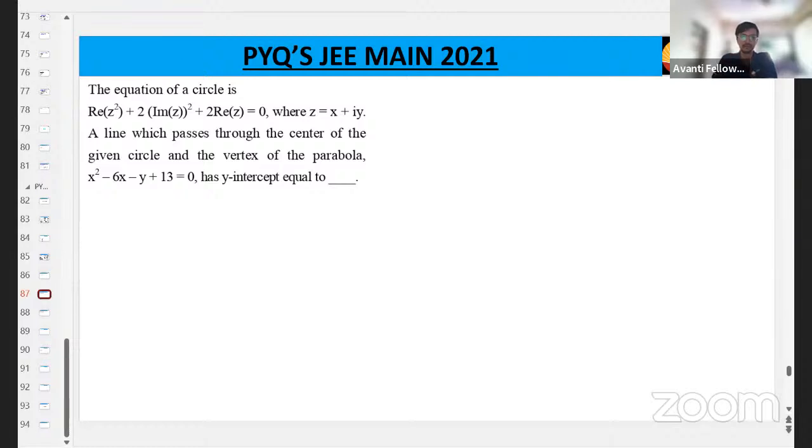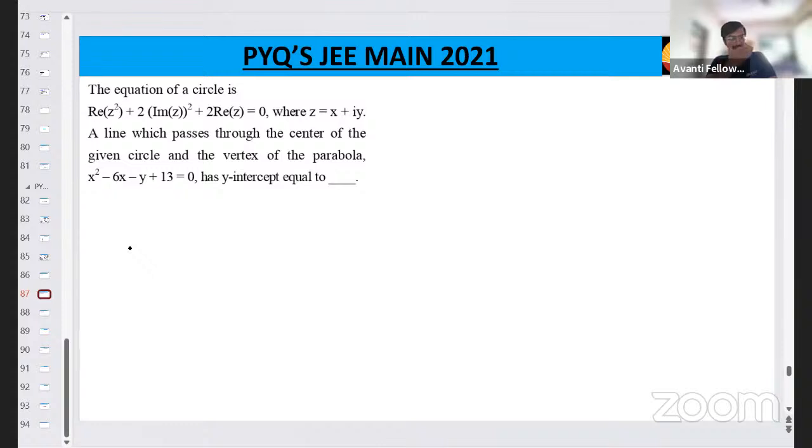Real part of z square. The equation of the circle: real part of z square plus 2 times imaginary part of z the whole square plus 2 real part of z equals 0, where z is x plus iy. Here they have already given that z is x plus iy. That means we don't need to assume, we can substitute directly and get the answer.